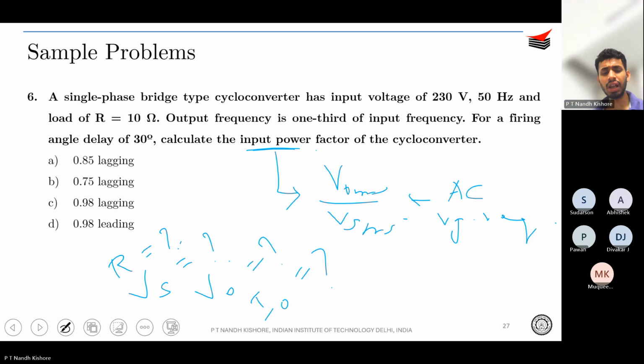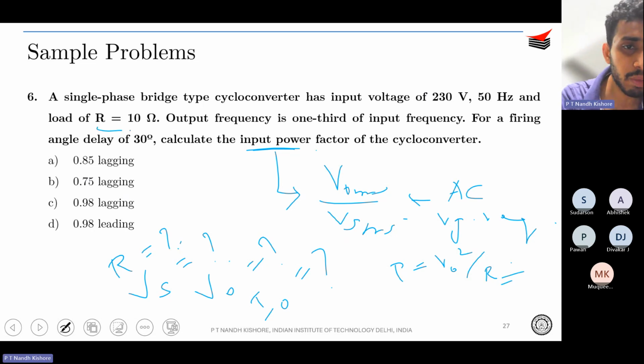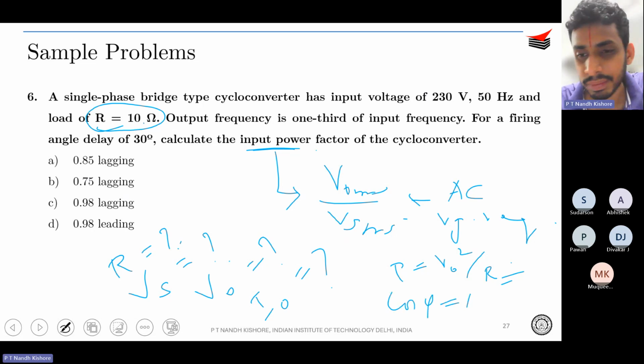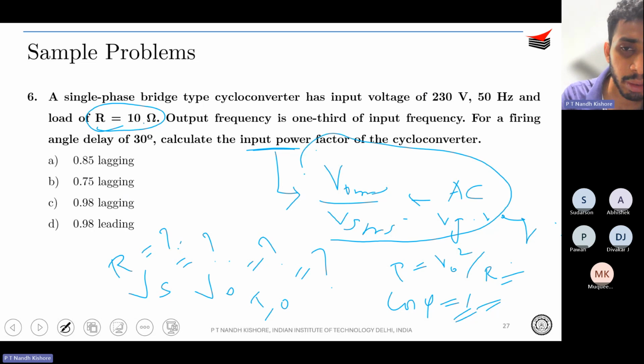If I know both of these, since it is only an R load, I can find out the power. The power is basically V naught square over R, V naught RMS square over R. This formula is valid only when your load is purely resistive. Cos phi is going to be 1. In this case also cos phi is 1. You note that only when cos phi is 1, this V naught RMS over Vs RMS is applicable. So this is what I wanted to tell.